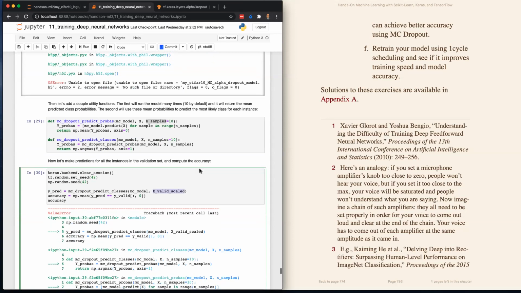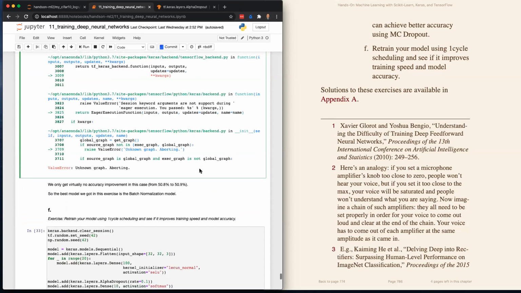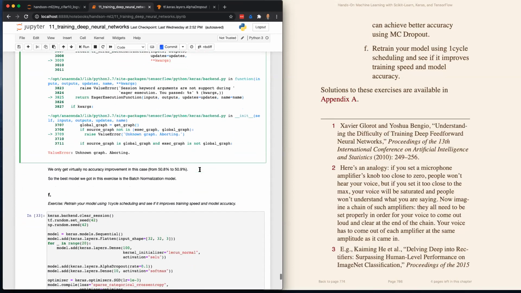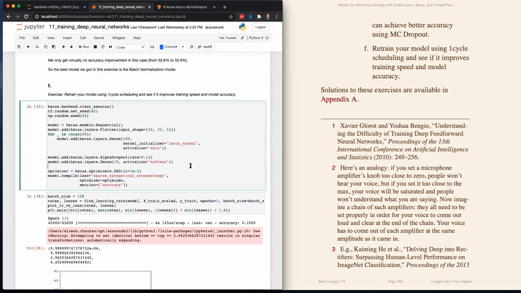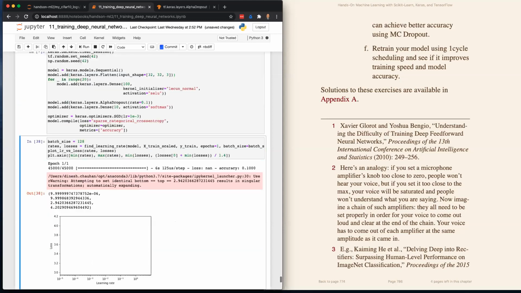Let's move on to the next one. Thanks for that. The next one is: retrain your model using one cycle scheduling and see if it improves training speed and model accuracy. Okay. We still have 15, 17 minutes on it, so let's run this individually and see how we get on. I'm not sure whether it's going to work for me.